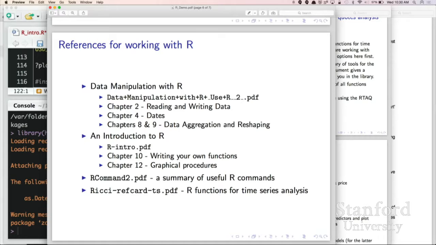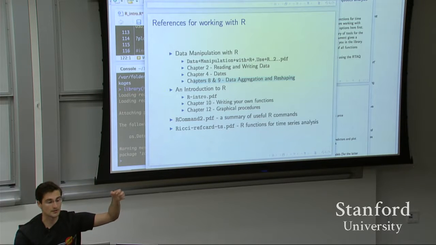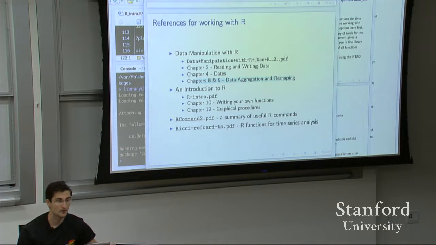R has a special implementation of how it works with dates and times. Chapters 8 and 9 is all about data aggregation and reshaping. It's a little bit more advanced stuff, but it's pretty powerful for taking one data set that has all of its entries in rows and changing it into columns and matching between different observations and cleaning up a data set to be in the way that you want it. A couple commands instead of half an hour of wrangling.